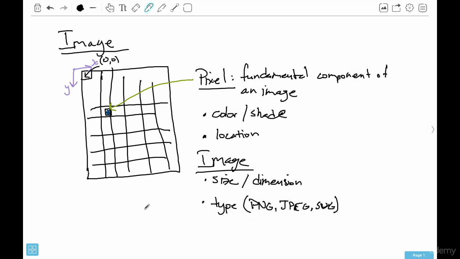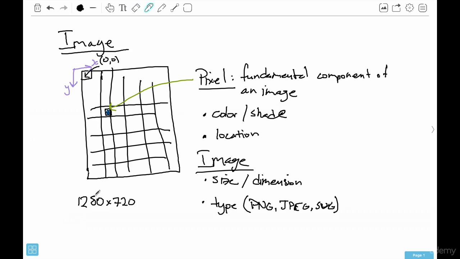So what I mean by size and dimension is sometimes we can encounter images, and when you open it up, they'll say something like, oh, this image is 1280 by 720 as a common image size. Oops, it should be 720. And let me see if I can make this look a little better for you here.